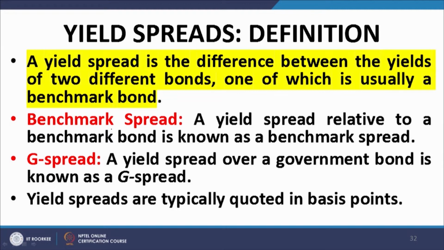So, if you have a risky bond and you have a benchmark bond, the difference in YTMs between these two bonds gives you the yield spread or the benchmark yield spread. If the benchmark bond is a government bond and you have another risky bond, the difference in YTMs between these two bonds is called the G spread.